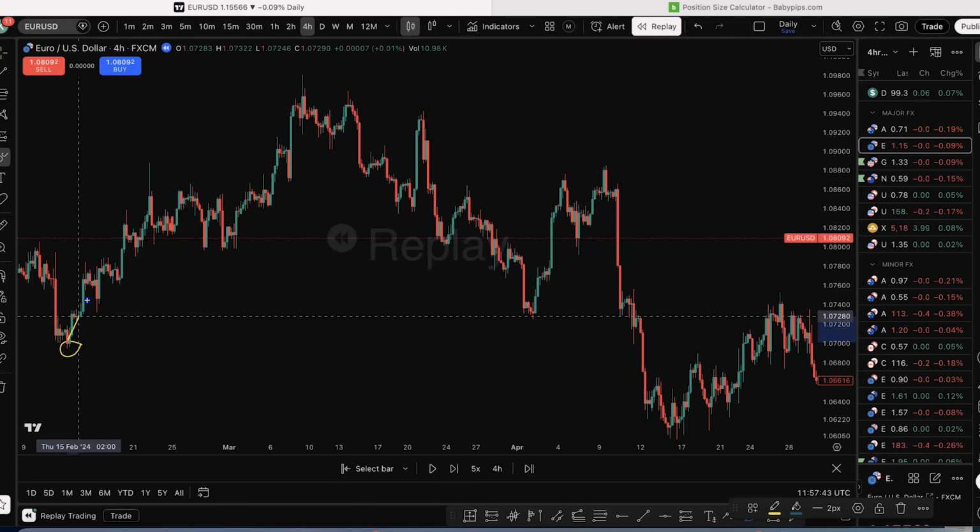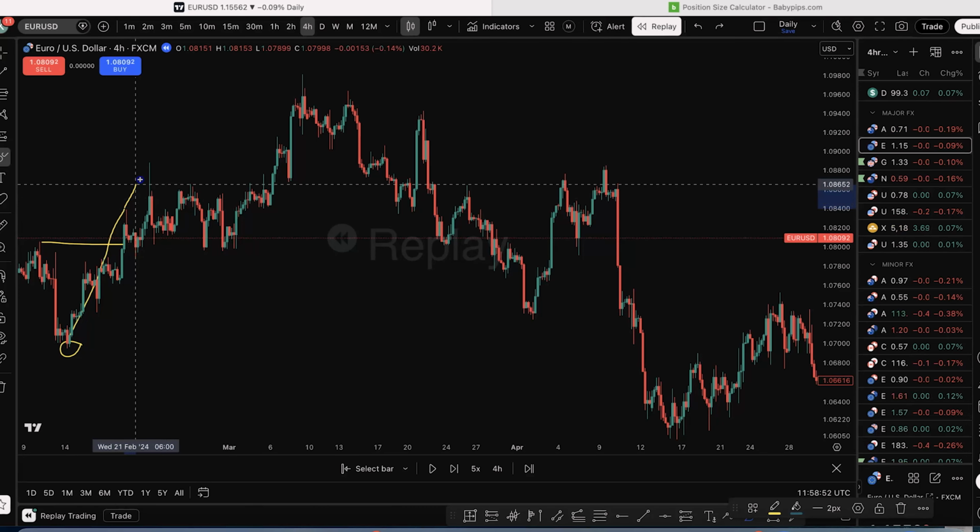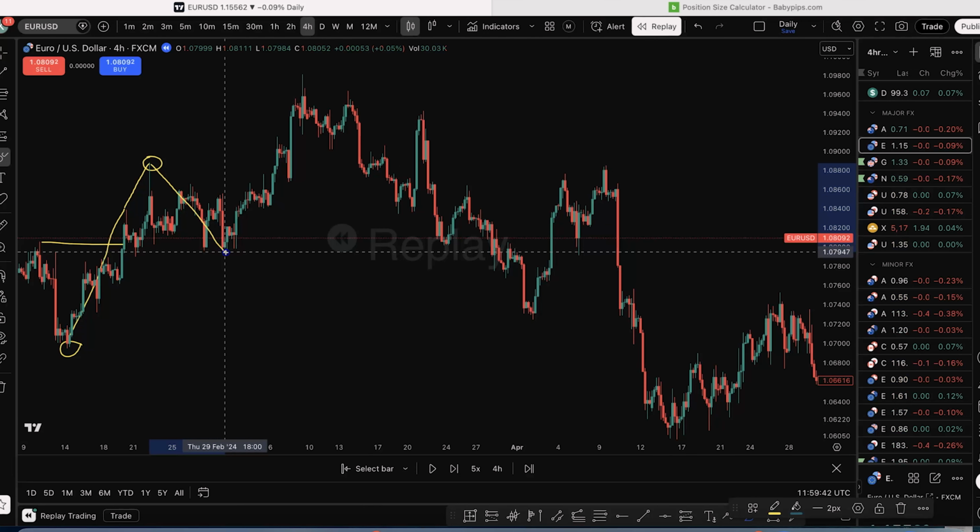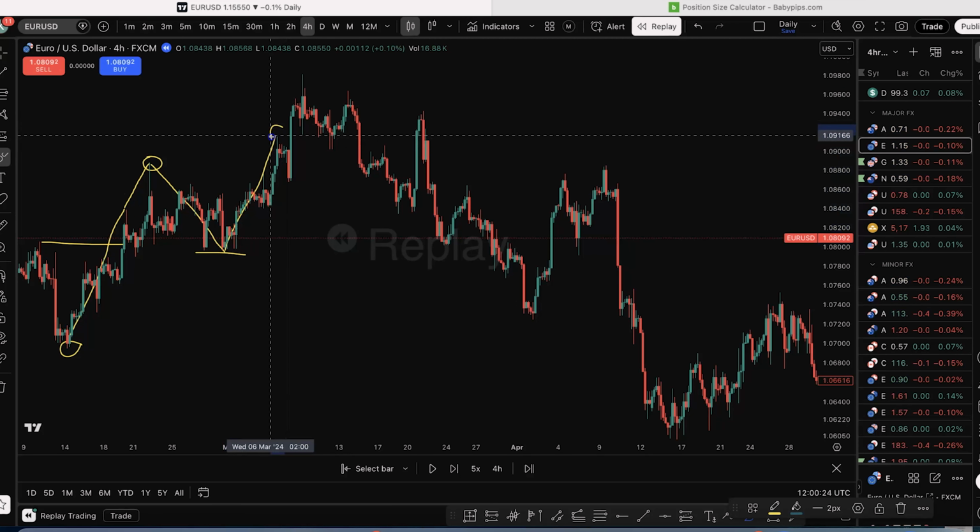We then have a push up and we break structure. So because we pushed up and we broke structure, we can classify this area as our higher high. The market then pulls back and forms a higher low. Then we have a push up. We form a higher high.